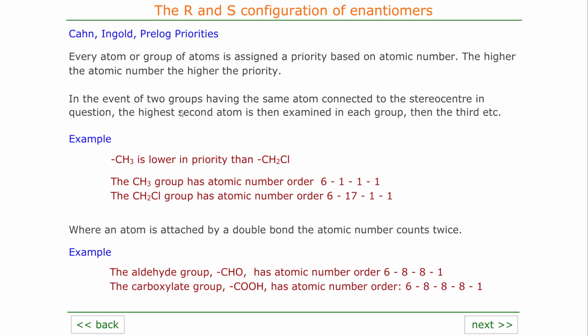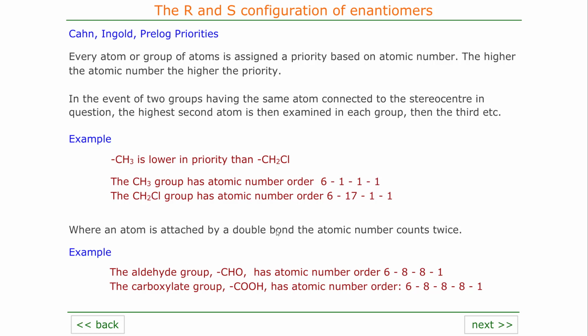Priorities are assigned according to the Cahn-Ingold-Prelog priority system, where we just use the atomic number. So CH3 is a carbon which has an atomic number of 6 and attached to 3 hydrogens, which would be 1, 1, 1. The CH2Cl group is 6 attached to an atomic number 17 and 2 1s. So the CH2Cl group has a higher priority than the CH3 group.